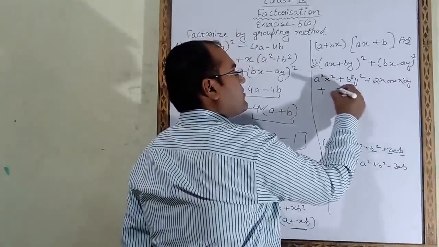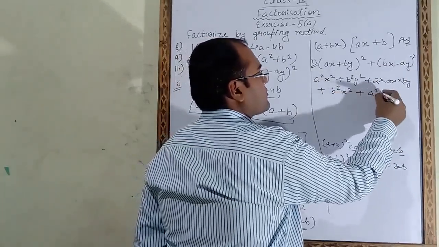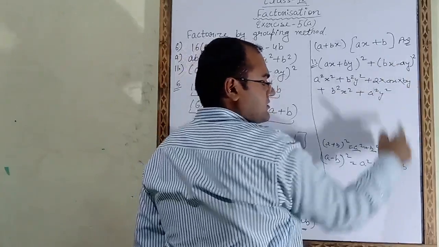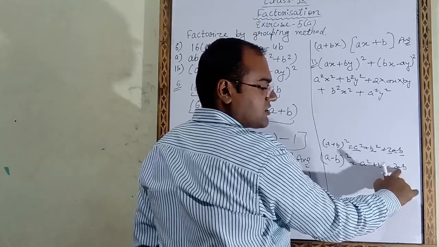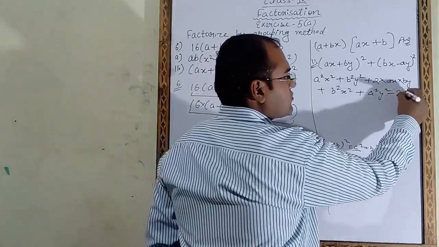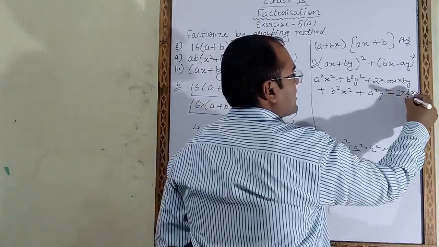Square of the first number will be b square x square, plus square of the second number will be a square y square, minus. Which formula are we using? Minus formula. So here we have to take minus 2 multiply first number multiply second number: minus 2 multiply bx multiply ay.